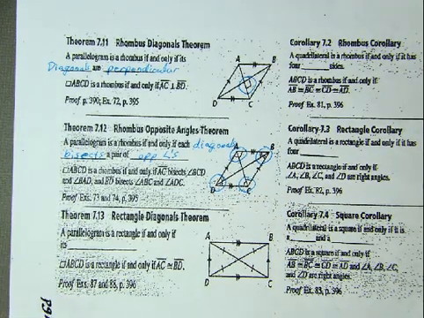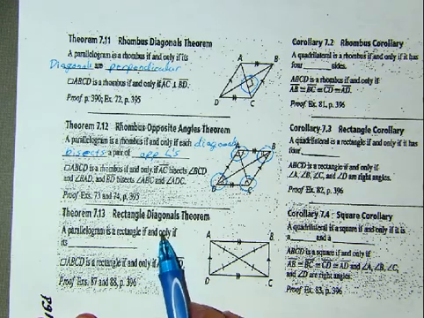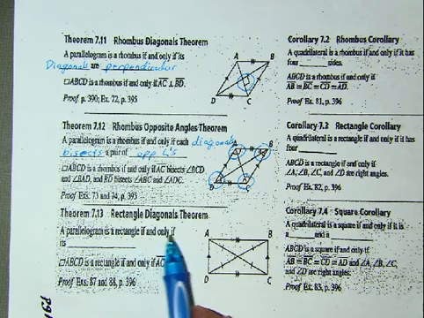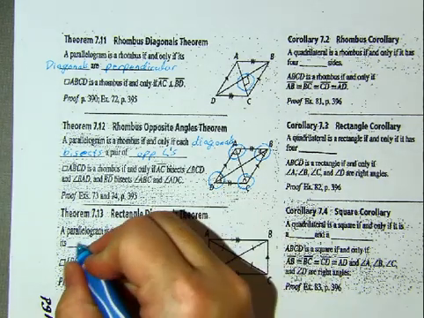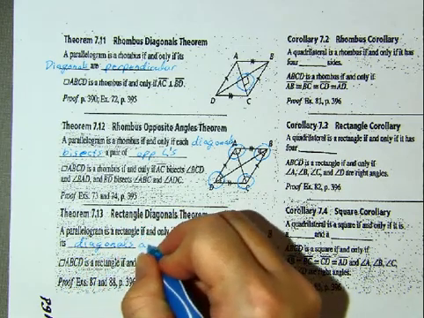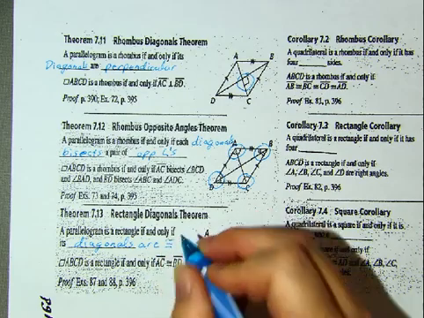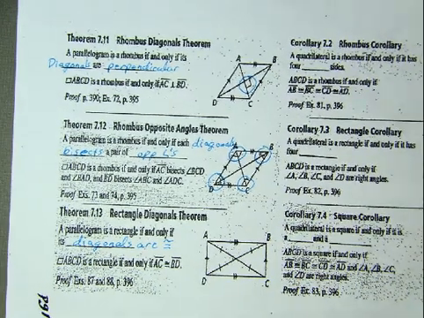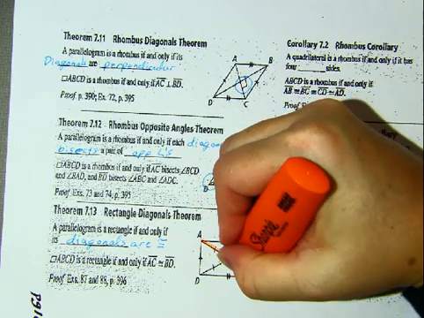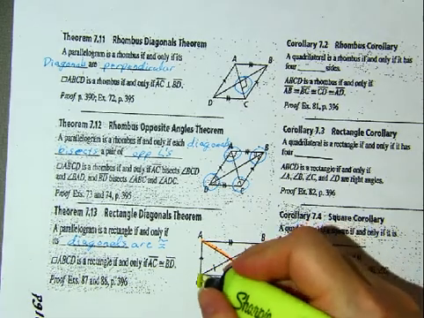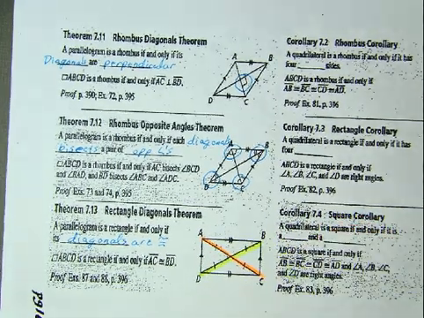Okay. The next one that we have is dealing with our rectangle. So a parallelogram is a rectangle if and only if its diagonals are congruent. Okay, those diagonals have to be congruent, and we talked about that on the doodle note sheet, that those diagonals needed to be congruent to each other, and that was something special with the rectangle. So I'm just going to highlight those diagonals to draw our attention to that. Those diagonals are going to be congruent.